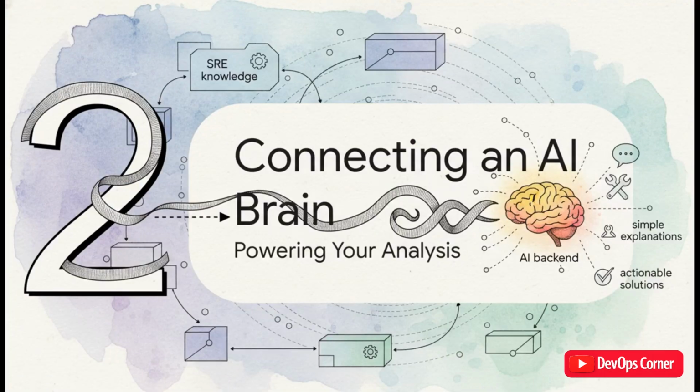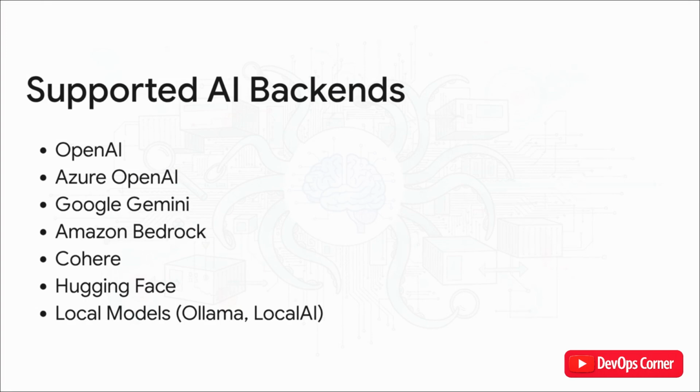All right, so the tool's installed, but right now it's like a body without a brain. To get those awesome, simple-to-understand explanations and solutions, we need to connect it to an AI backend. This is literally the GPT in k8sGPT. And you have a ton of options here. You can hook it up to all the big names: OpenAI, Azure, Google Gemini, you name it. But honestly, the most exciting part for me, and probably for a lot of you, is the support for local models. This means you can run the AI entirely on your own machine using tools like Ollama or LocalAI.